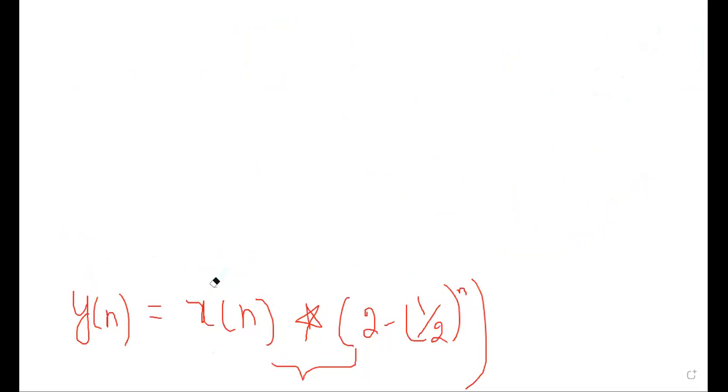Shall we move on to the next problem? Did you understand this problem? Output y of n is equal to x of n convolution with 2 minus (1 by 2) power n. Any doubts in this? Yes, ma'am. No, ma'am. Fine.